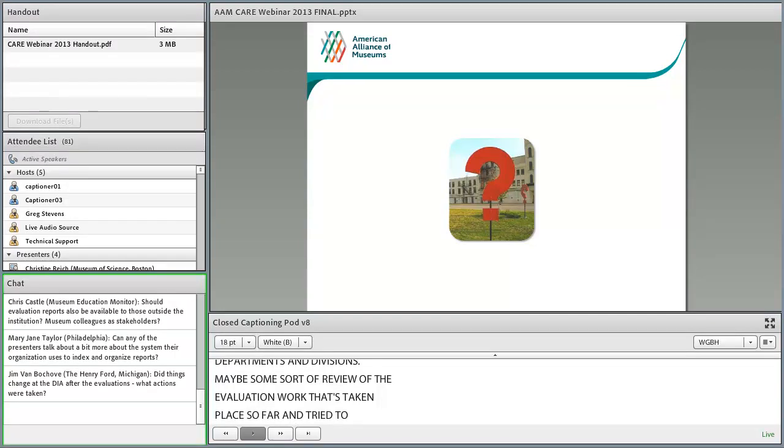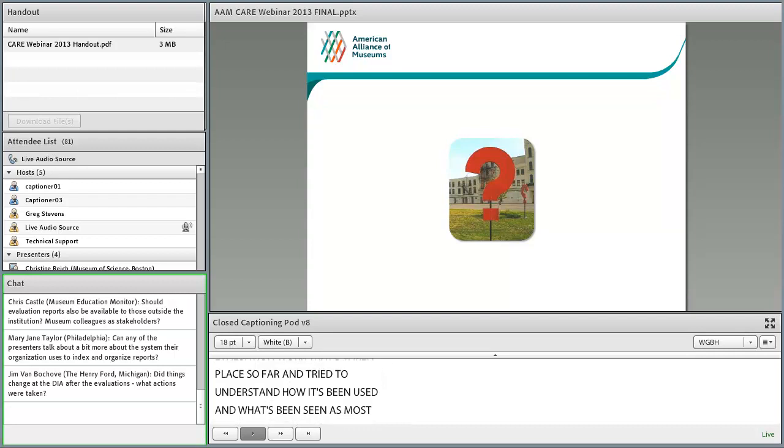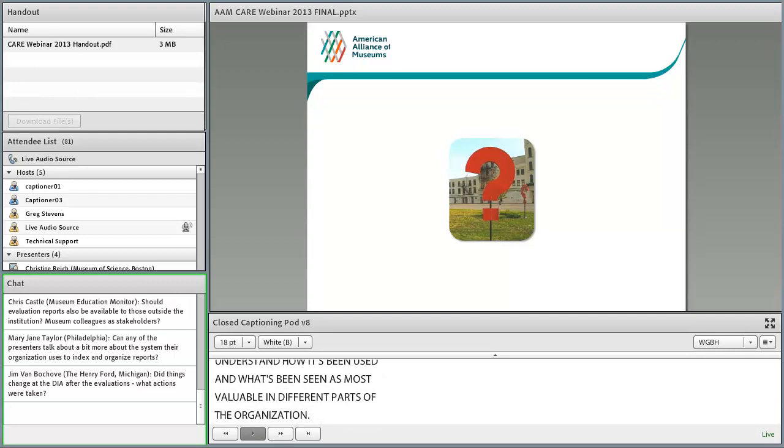Maybe some sort of review of the evaluation work that's taken place so far, and trying to understand how it's been used and what's been seen as most valuable from different parts of the organization. But it does sound like it's a good path to be on, and it's a challenging problem, but something that I think shows a progression at your institution.